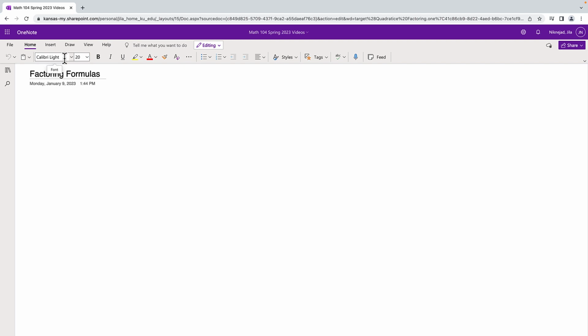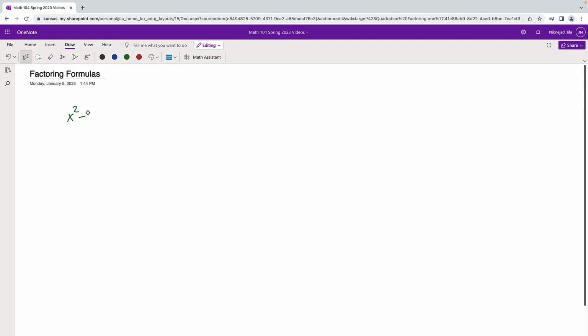Okay, so let's talk about a few important formulas that we can use for factoring. The first one is the difference of the squares. And so x squared minus y squared is x minus y times x plus y.